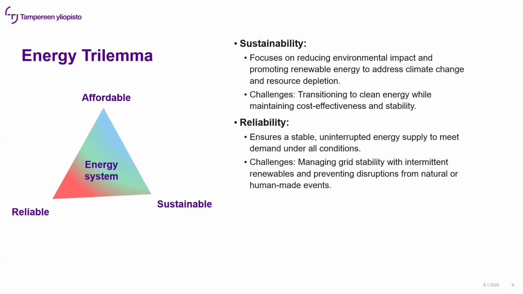So reliability ensures a stable, uninterrupted energy supply to meet demand under all conditions. And that means that you have to have really dispatchable energy production, like the diesel generators. If it seems that the sun is not shining, let's crank up the diesel generators. So that's reliability. Challenges: maintaining grid stability with intermittent renewables and preventing disruptions from natural or human-made events.